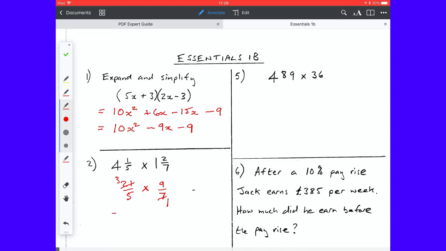So the numerator is now 3 multiplied by 9, and the denominator is 5 multiplied by 1. 3 9s are 27, 5 1s are 5. And we could leave it like that or put it back as a mixed number. 5 goes into 27 5 times, 2 left over, so it's 5 2/5.